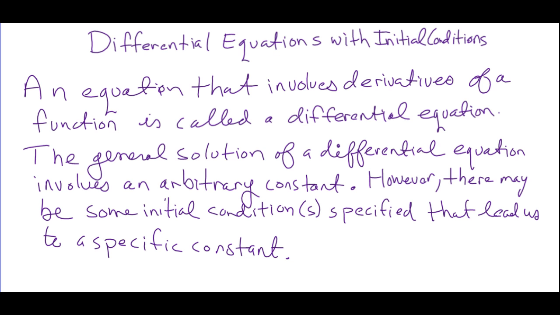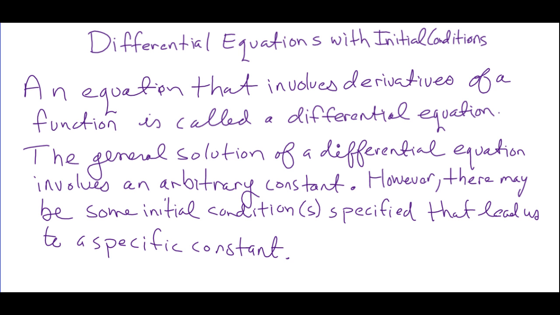So a differential equation is an equation that involves derivatives of a function. The general solution involves an arbitrary constant, right? So in other words, we have a derivative, we're going to find the antiderivative, we add on an arbitrary constant, but there may be some initial conditions that lead us to a specific constant, right? And then we're just going to do 3 examples and that'll be that.